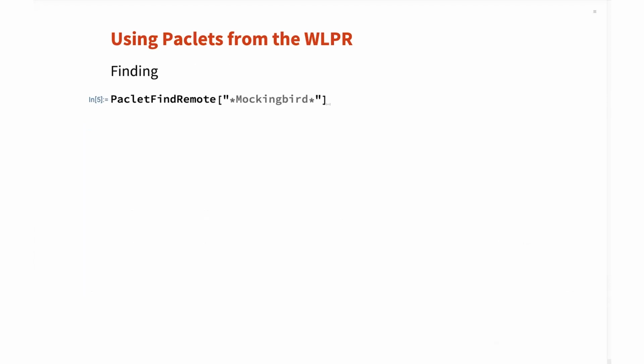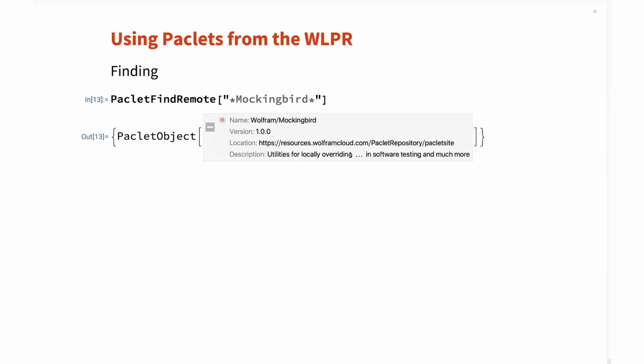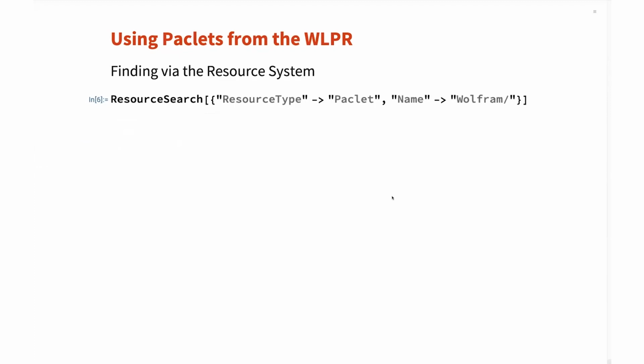All right, anyway, finding Paclets. So PacletFindRemote is the function that looks for known Paclets with a certain name or other properties on any known Paclet servers. PacletFindRemote works and PacletInstall works because Mathematica knows about the Wolfram Language Paclet repository by default. So I can say, okay, I know there's a Paclet that has Mockingbird in its name, so I can do something like this with a string pattern, and I find this Paclet object. If I open this up, I see the location of this Paclet is on the Wolfram Paclet repository site. So PacletFindRemote lets you find Paclets in a programmatic way.